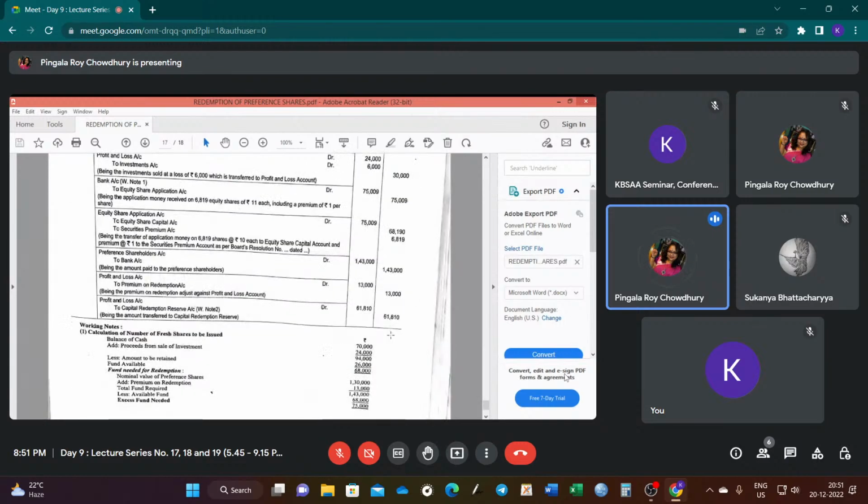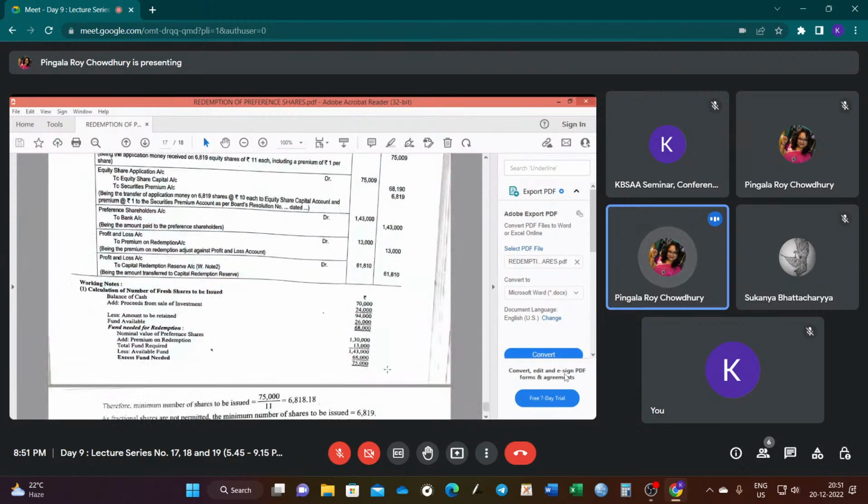So that means the fund which is available to you is rupees 68,000. So 68,000 fund is available from the company part. The question states that you have to utilize the company fund to finance your redemption, but you have to set aside 26,000. So after setting aside 26,000, after considering the existing balance and the fresh proceeds, we are left with 68,000 fund which can be utilized for the purpose of redemption.